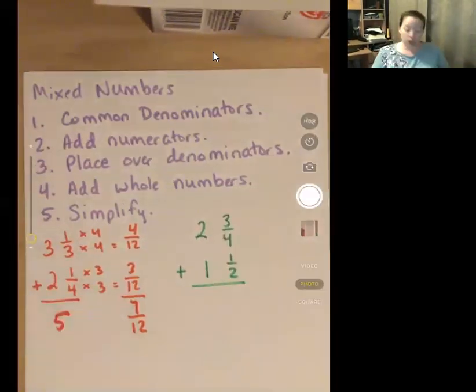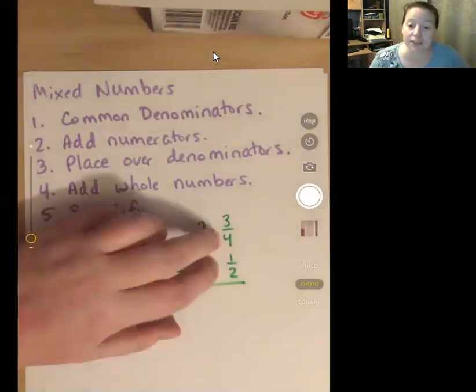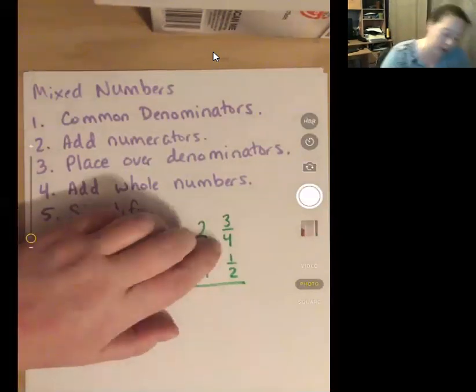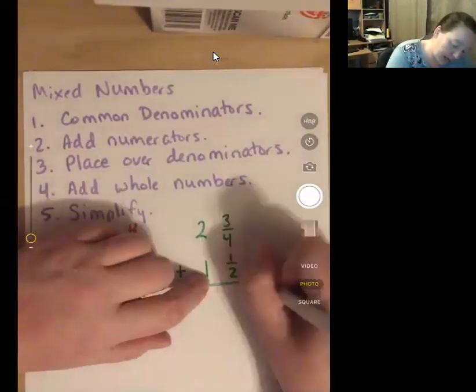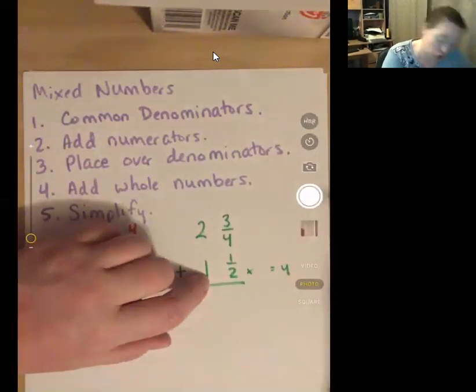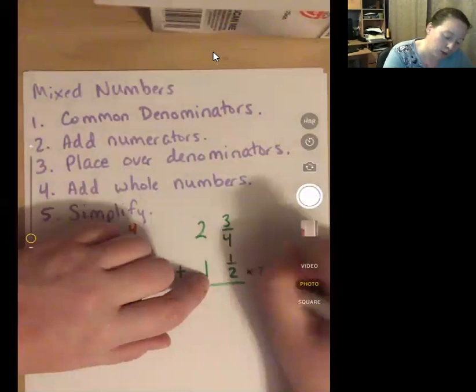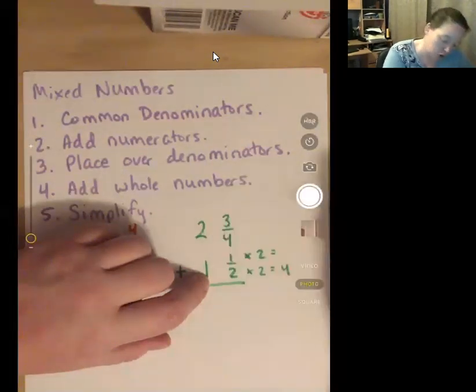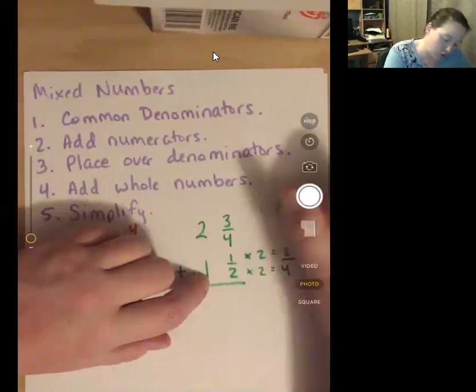I can look at the 2. I do not have common denominators. The 4 and the 2 have different denominators, but I can change the 2 into a 4. I multiply the 2 by what to make a 4? 2 times 2 makes it 4. Whatever I do to the bottom, I have to do to the top. So 1 times 2 is 2. I'm just going to bring over the 3/4.